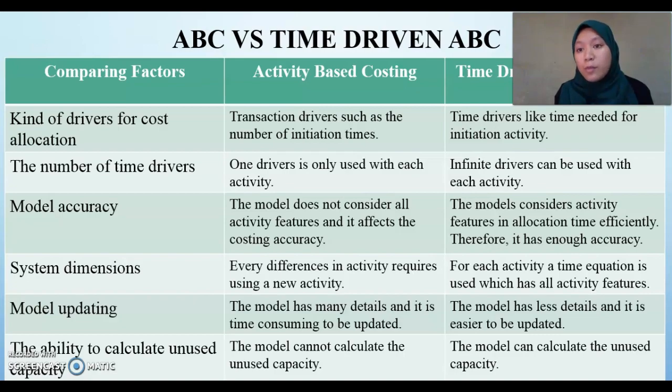For ABC, the model has many details and it is time consuming to update. For TD-ABC, the model has less detail and it is easy to update. The last factor, the ability to calculate unused capacity. For ABC, the model cannot calculate the unused capacity, but for TD-ABC, the model can calculate the unused capacity.